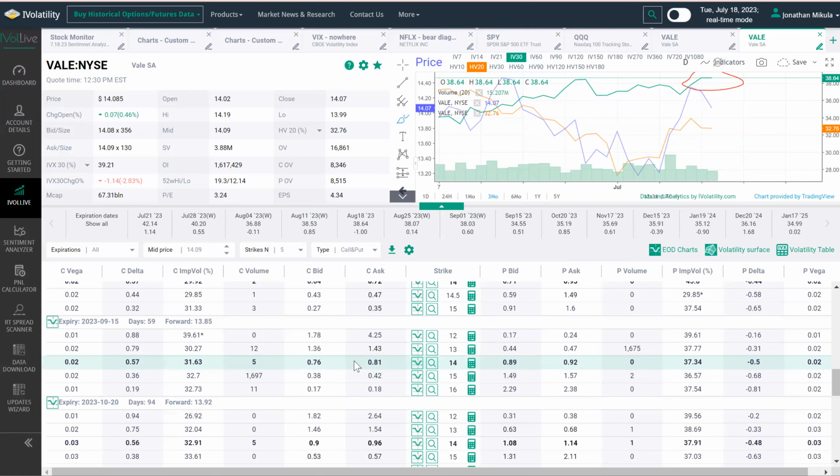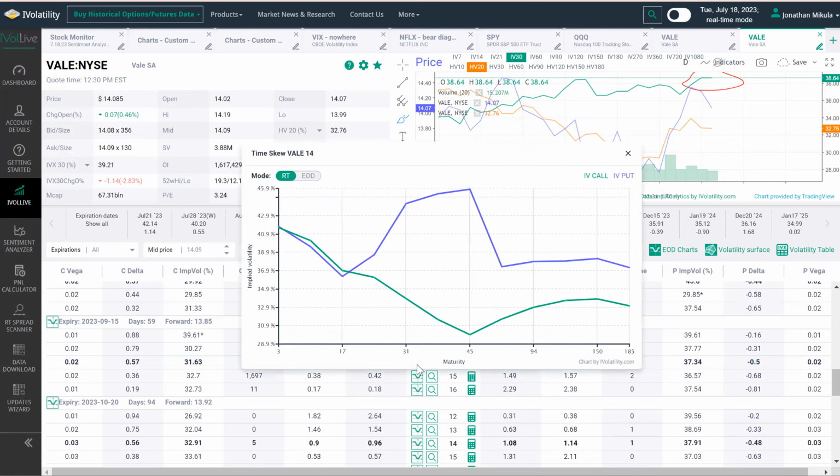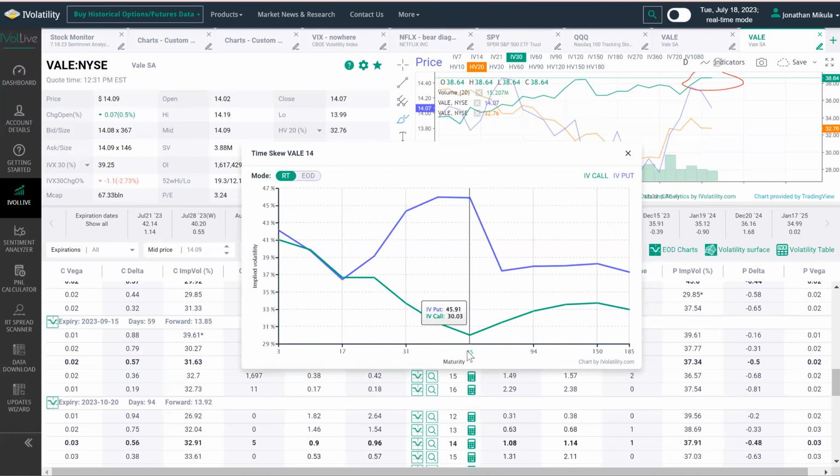If you're new to options, every option contract covers 100 shares. So this would cost about $78. What's interesting here is we can really take a deep dive on every option that we cover. So this is the time skew for Vale at 14 a share. And what it shows is here's our call in green, here's our put in blue. And what is great about this is here's our implied volatility on the y-axis. Here's our maturities. So these are 3 days out, which is this Friday, 17 days out, 31, 45.